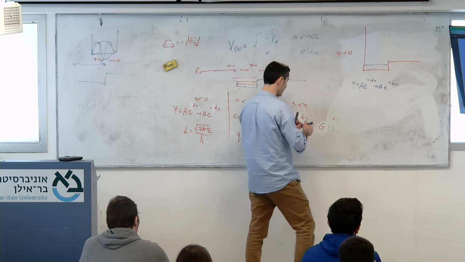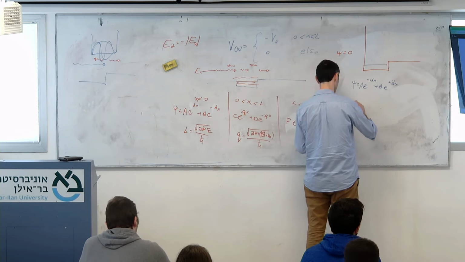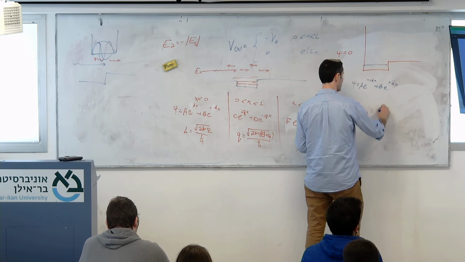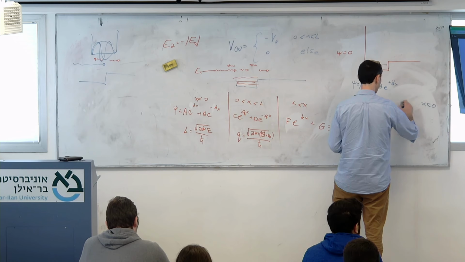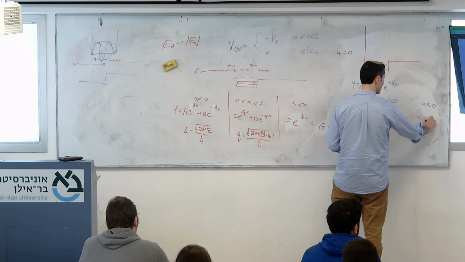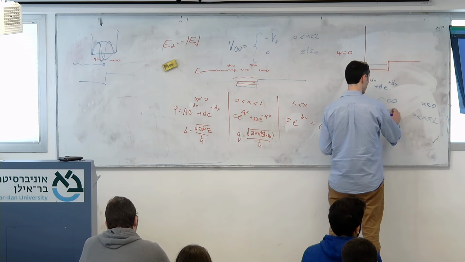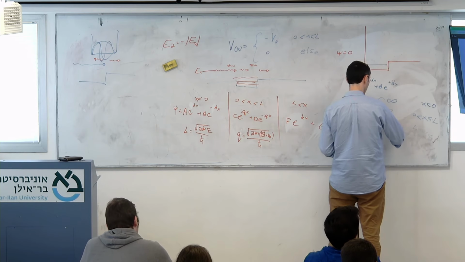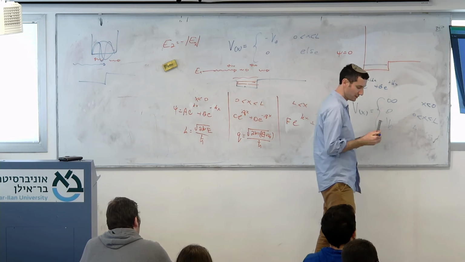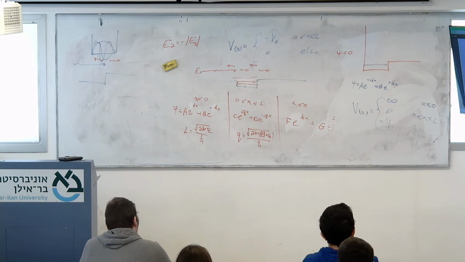So first let's write what V is. V of x is, if x is smaller than 0, it's infinity. If x is between 0 and L, it shall be 0. And if x is bigger than L, it's going to be a positive V naught. And I'm going to try it. I think there's another marker here.